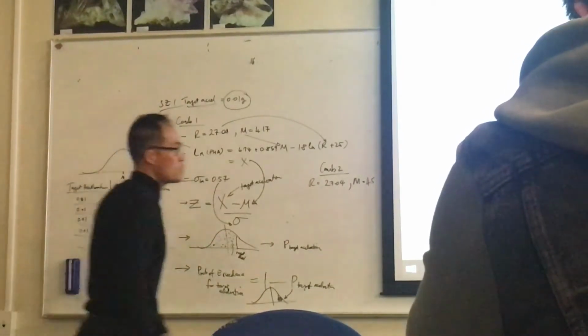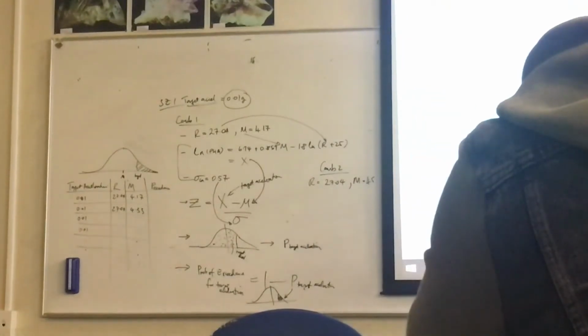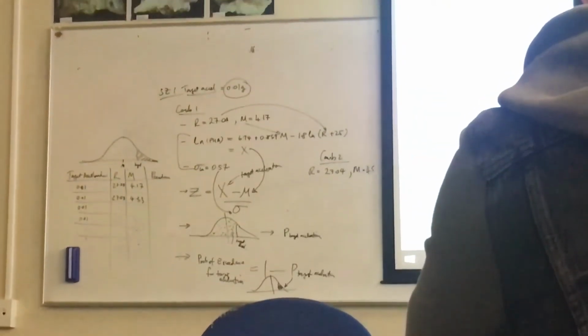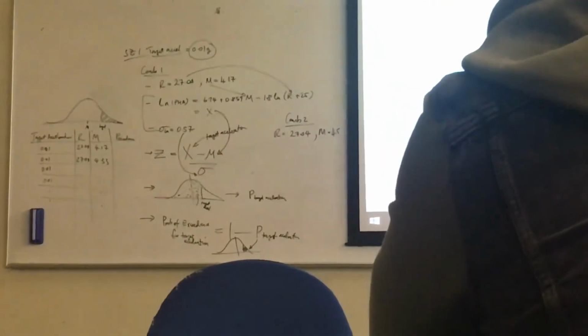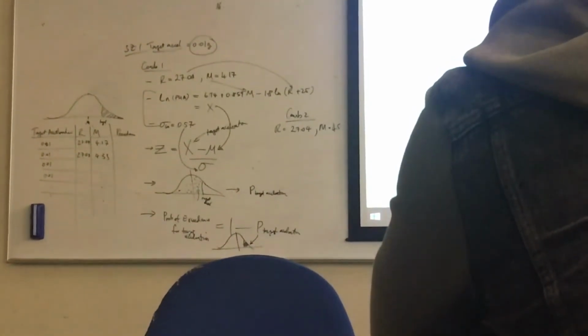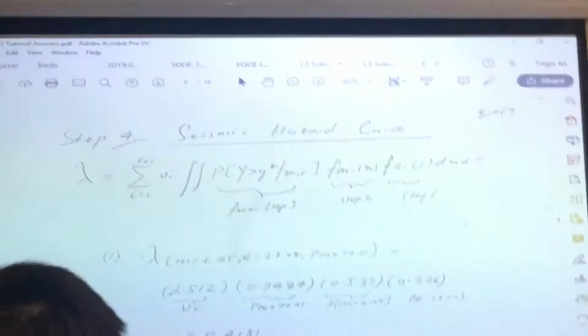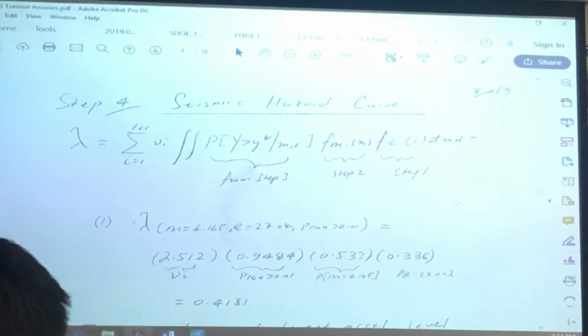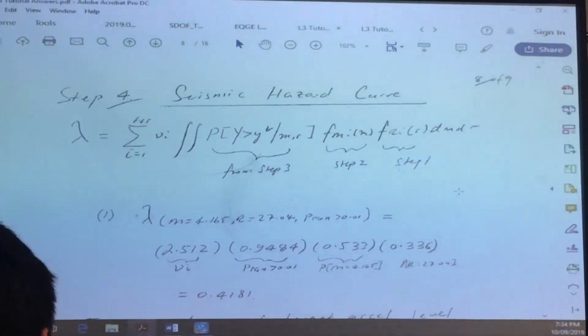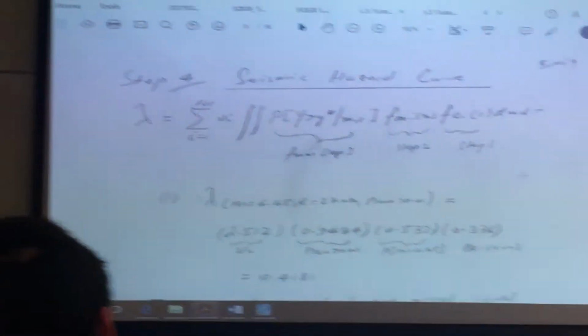Okay, that's what that is. It's the probability of y exceeding that value given the magnitude and the distance. That's what that stands for. And then you want to multiply that value here, this probability of exceedance that you've calculated. You want to multiply that by, I'm going to rub this off now.